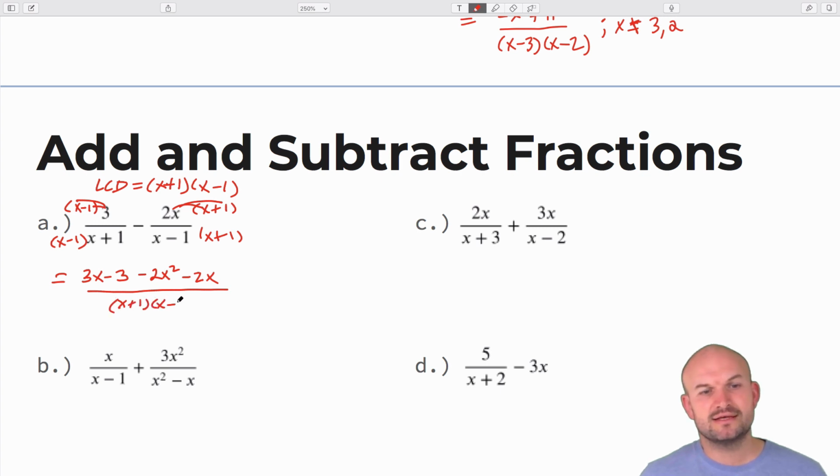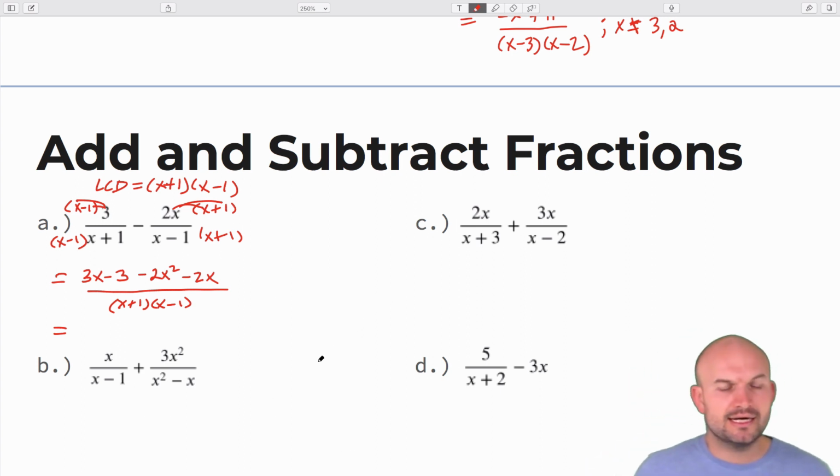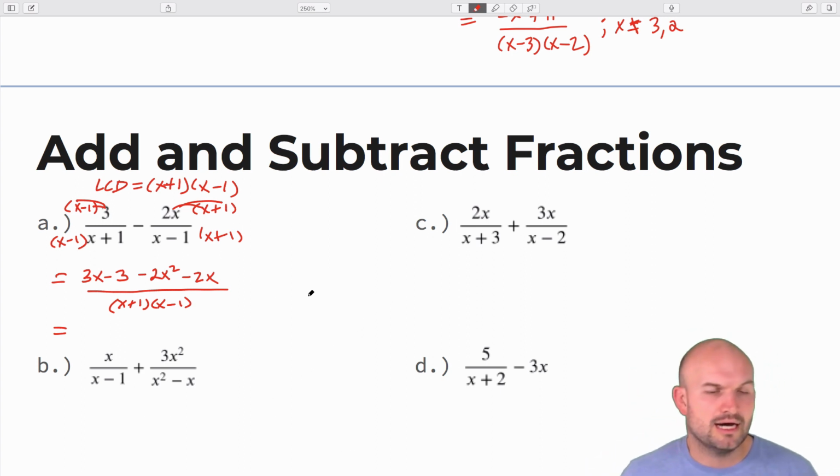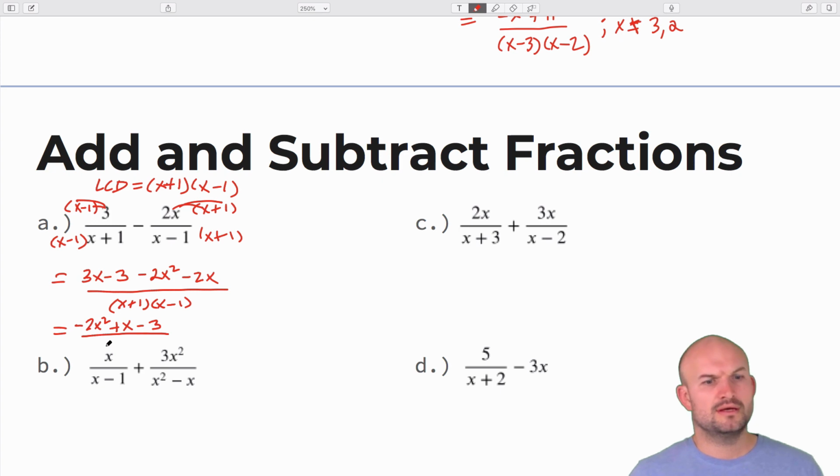Now you can write that as x squared minus 1 if you like to, but I would tell my students, it's perfectly fine leaving it as you have it. So therefore, then I have a negative 2x squared plus x minus 3 all over x plus 1 times x minus 1. Okay, so again, my excluded values is x cannot equal 1 and negative 1.